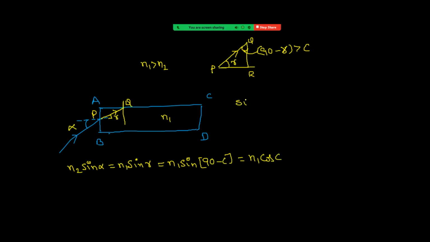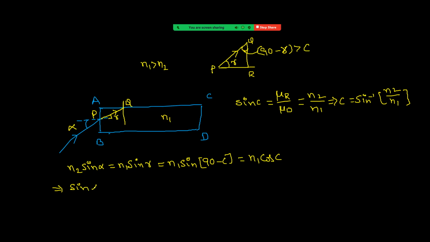And we know that sine C equals mu rarer by mu denser. So here N2 is less than N1, right? It is N2 upon N1. That is what we have to use in this case, right? That means C value, how much? C equals sine inverse N2 by N1, right? Now substitute here, remaining is just the calculation part.